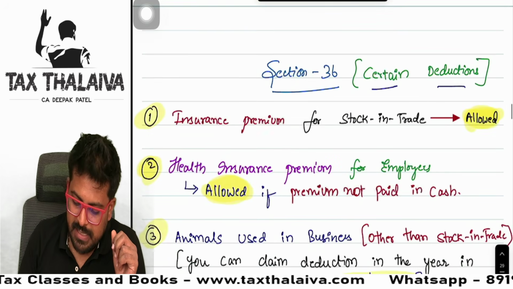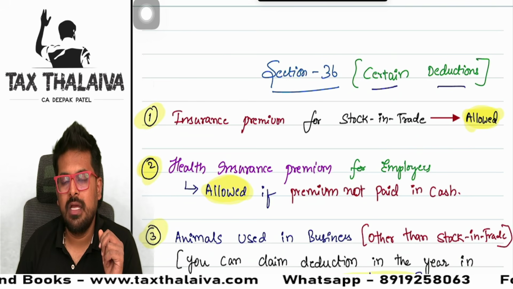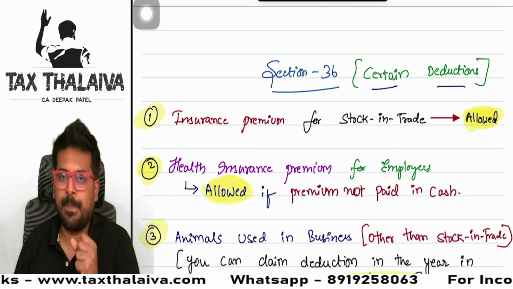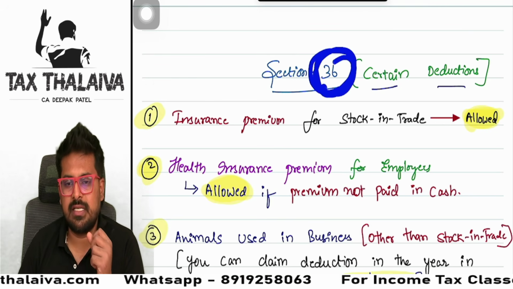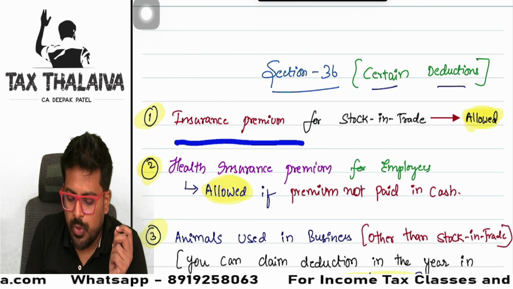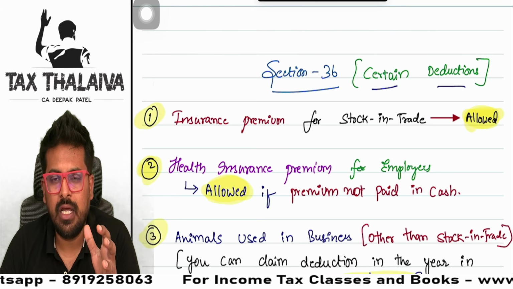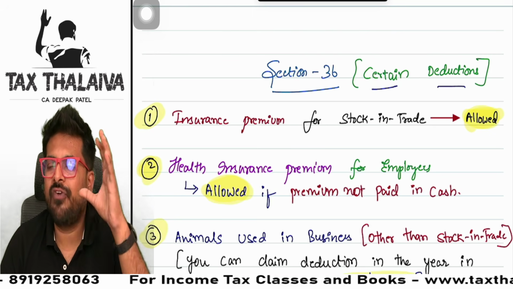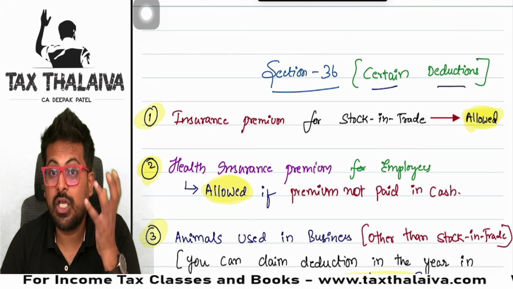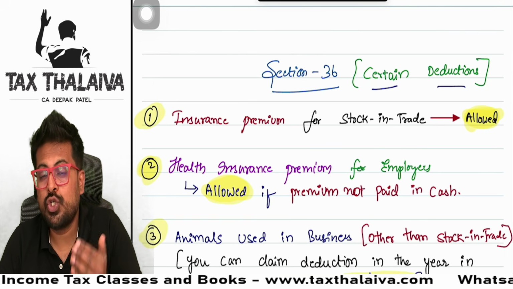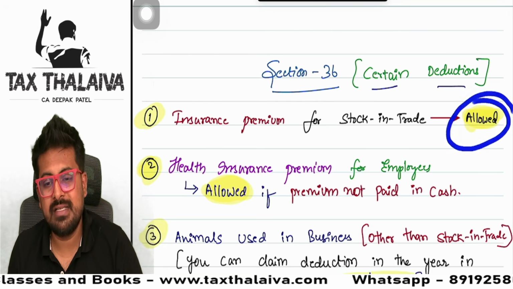Next, section 36, certain deductions. There are some miscellaneous expenses which are given as a deduction under section 36. The first one is insurance premium for stock in trade. For your business stock in trade, you may have some insurance. If a fire accident happens and the stock in trade gets spoiled, you should have insured it. So you are insuring your stock in trade. That is a business expenditure, and that is why it is allowed.